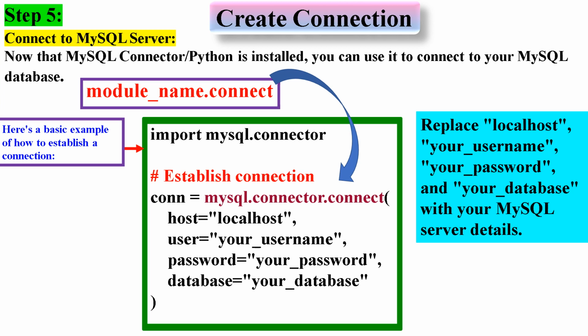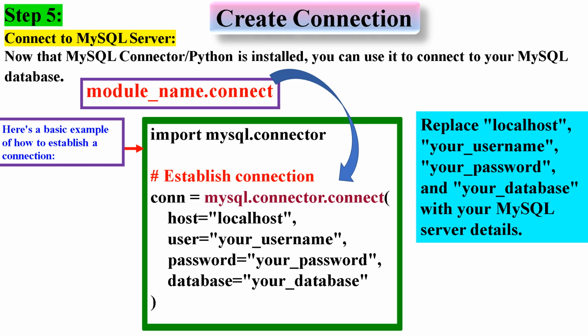To establish connection, conn equals mysql.connector.connect. Here conn is a variable that stores the connection object returned by the mysql.connector.connect function. This connection object represents the connection established between your Python program and the MySQL database server. The mysql.connector.connect function is used to establish a connection to the MySQL server.